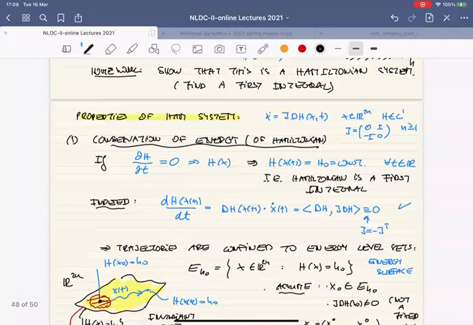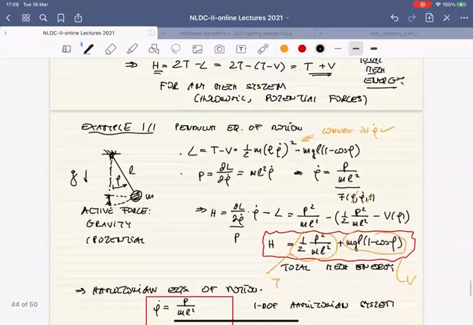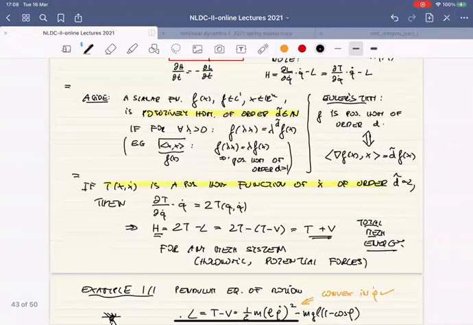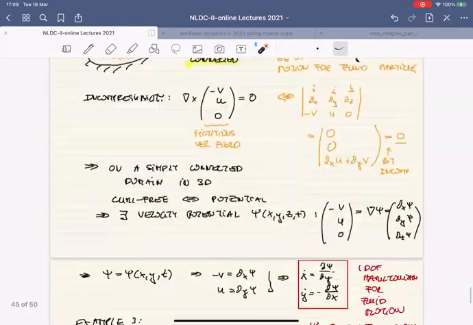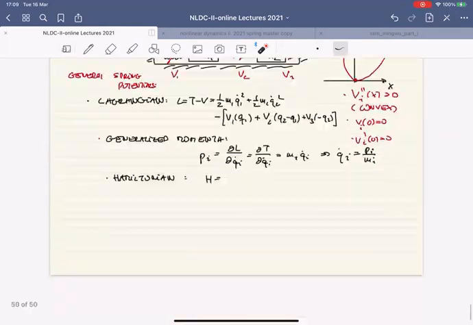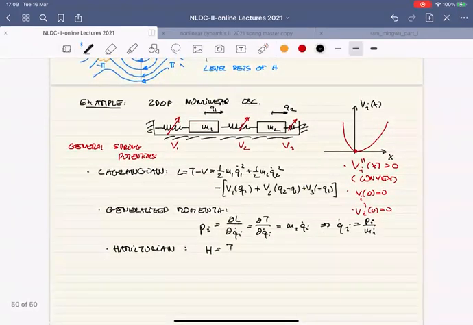Remember, if you don't remember, where was the answer? It was here. That as long as this was a general result, that as long as the kinetic energy is a positively homogeneous function of order 2 in the velocities, which is the case for these kinetic energies, then the Hamiltonian is always the kinetic plus the potential energy. So I can directly cut to the chase in this case and write that this is just T plus V.